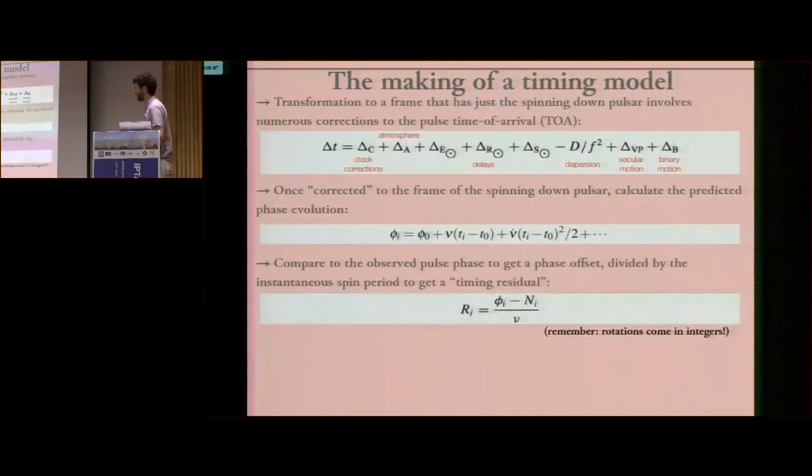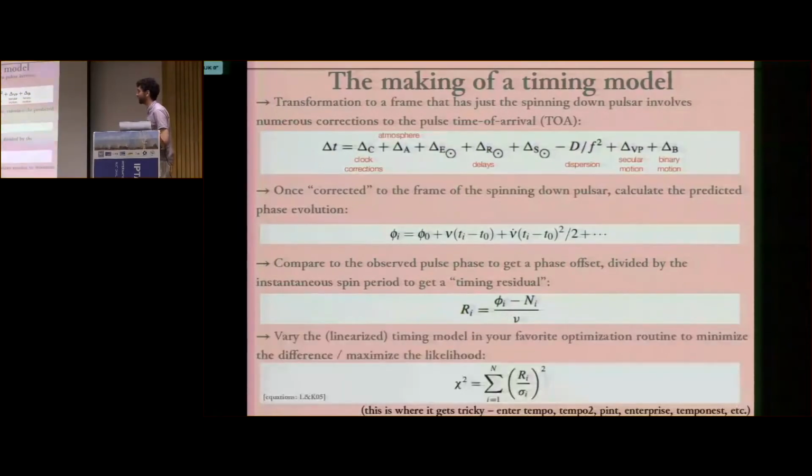And then you compare your prediction for the phase of the neutron star with the observed quantity. So you're saying this was the 112th rotation of the pulsar. Maybe this number is 112.0001, and that difference we call a residual. You divide it by the instantaneous spin frequency of the pulsar to get units of time.